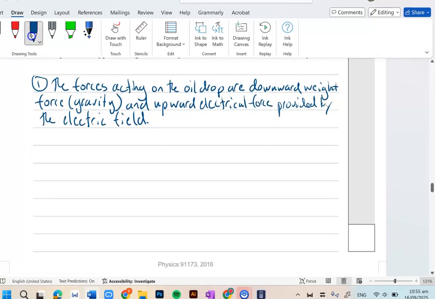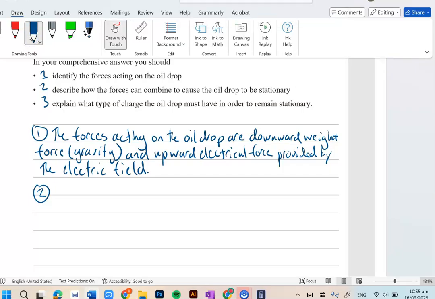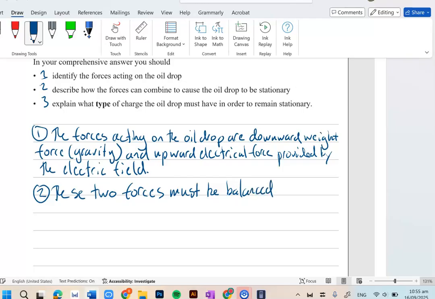So let's move on to bullet point number 2. So what's it asking now? Describe how the forces can combine to cause the oil drop to be stationary. Okay, that's pretty simple. We already talked about it. They just have to balance each other out. So these two forces, the downward weight force and the electrical force, must be balanced, so the oil drop can be stationary.